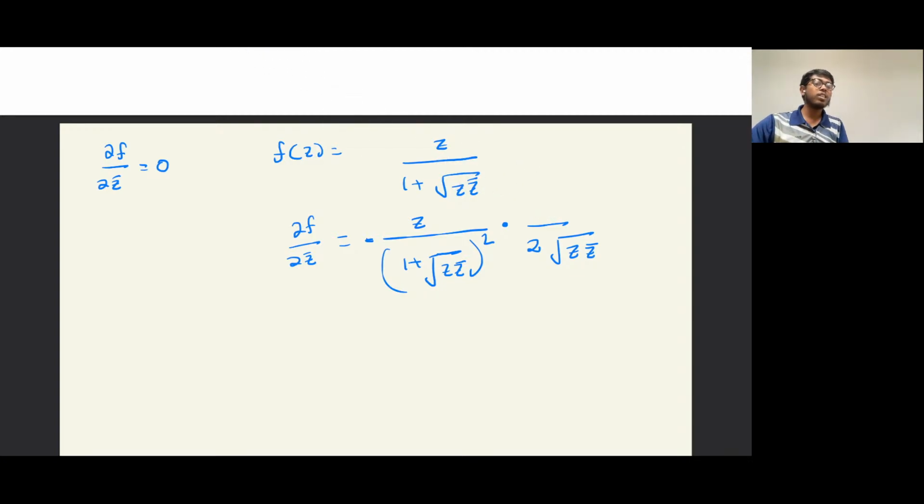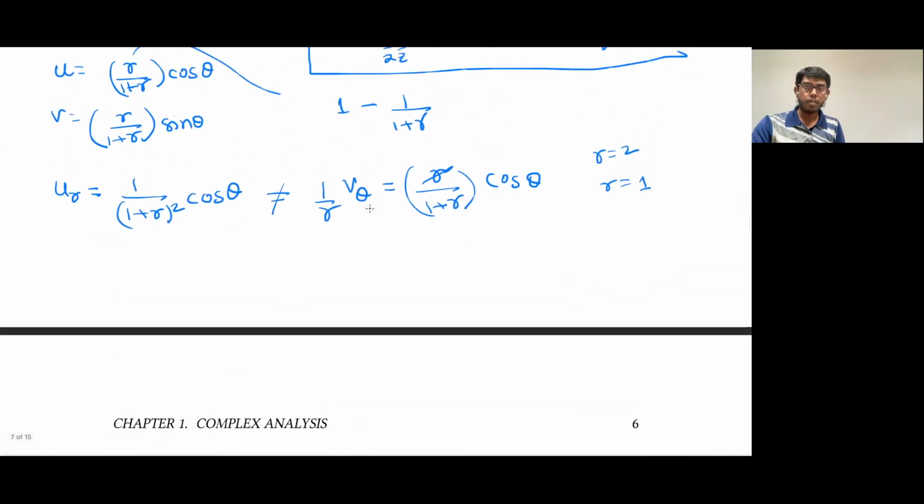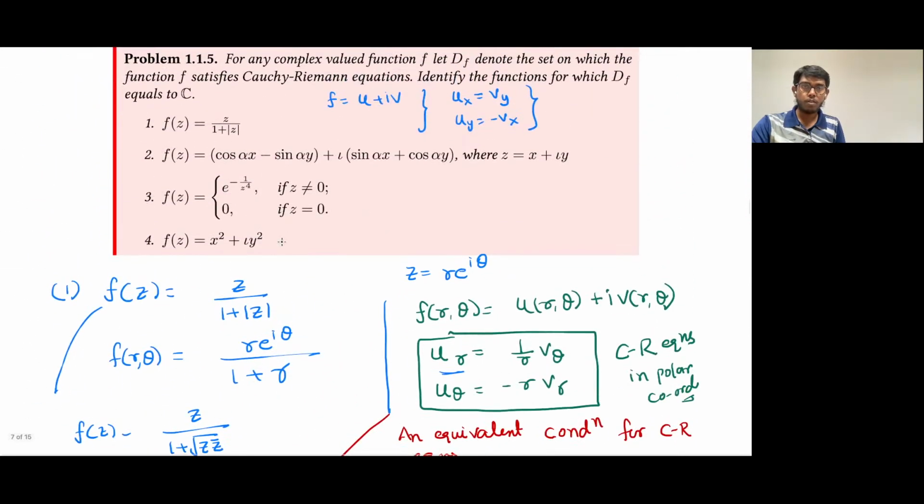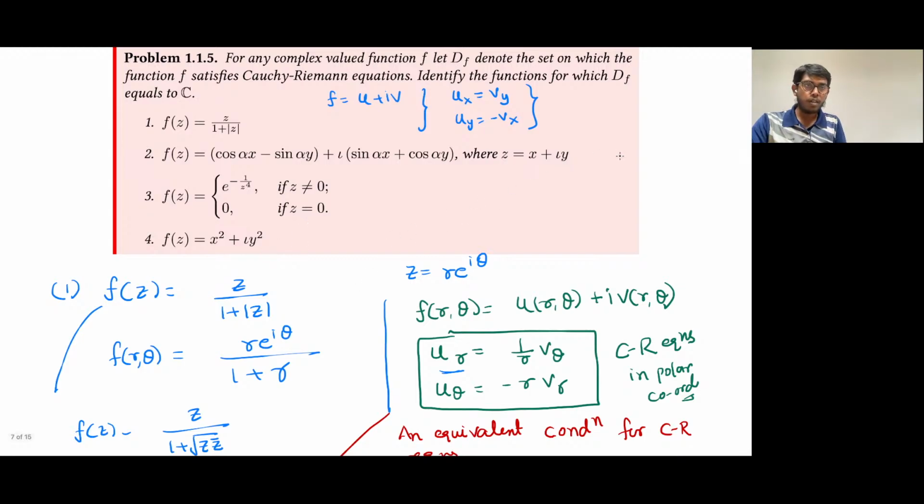But this is obviously not 0 for all z. This is 0 for z equals 0, so this is not 0 for all z. This also says that this does not satisfy the CR equation on the whole of R. You can just check it. So this is false. So it went after this, so let me add it after this.